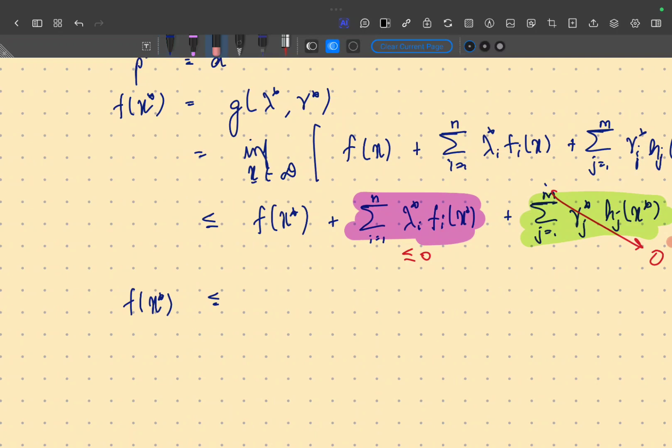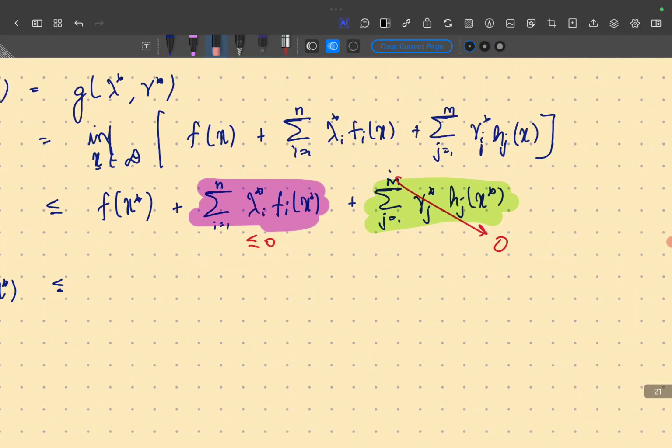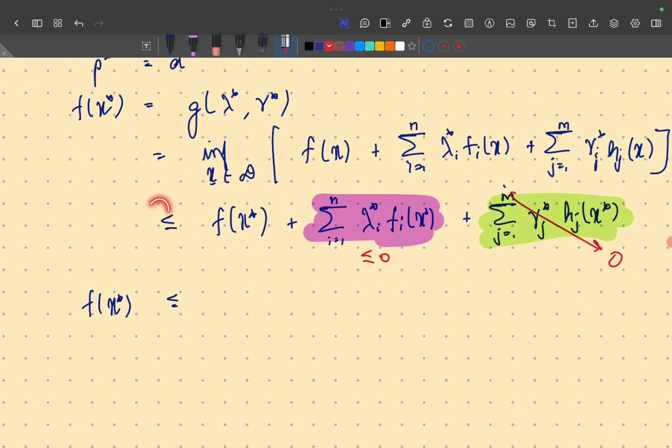The other one. Which one? The left, the one between f and c. The one between f and... because what are the assumptions? So x star satisfies all of the constraints, right? So what can you say about fi of x star? Should be less than or equal to 0. And what about lambda i star? Not that one, the other one, to the left of that. Oh, this one. Because this is an infimum, right?